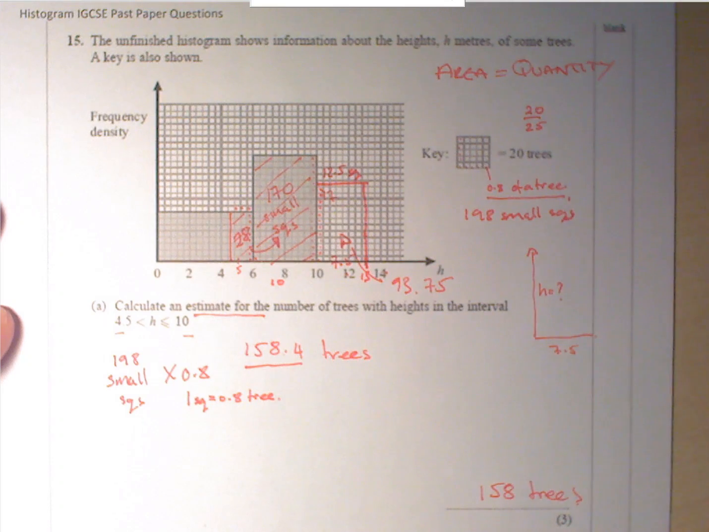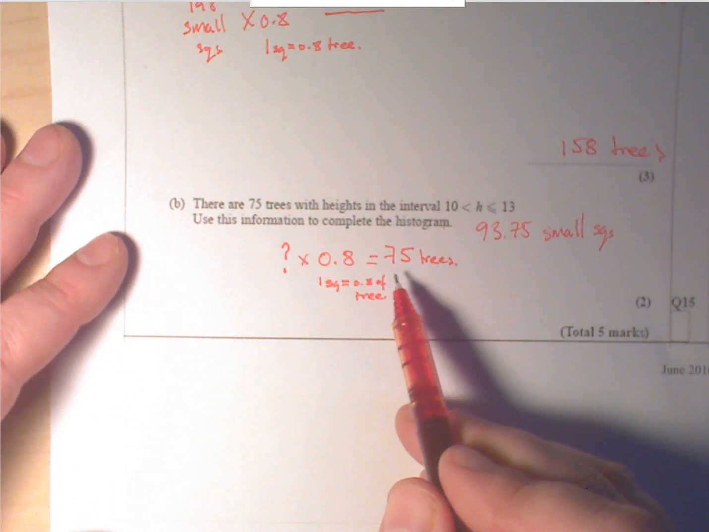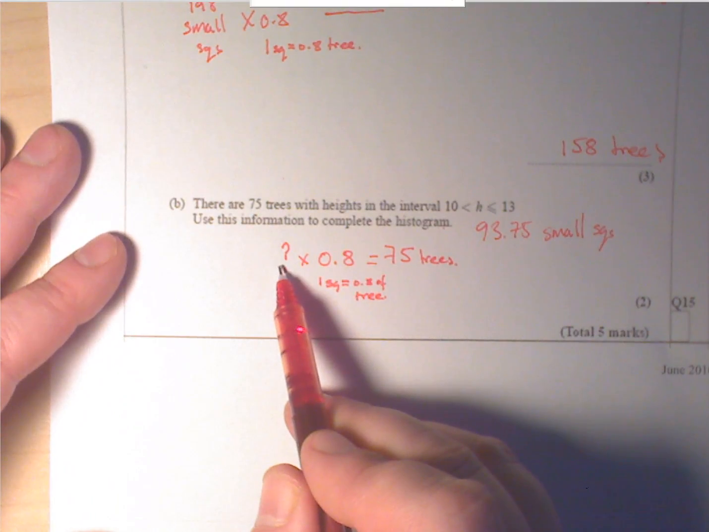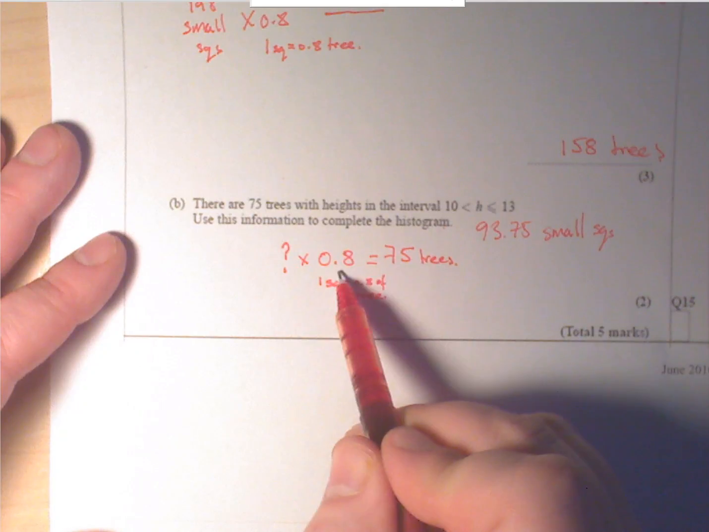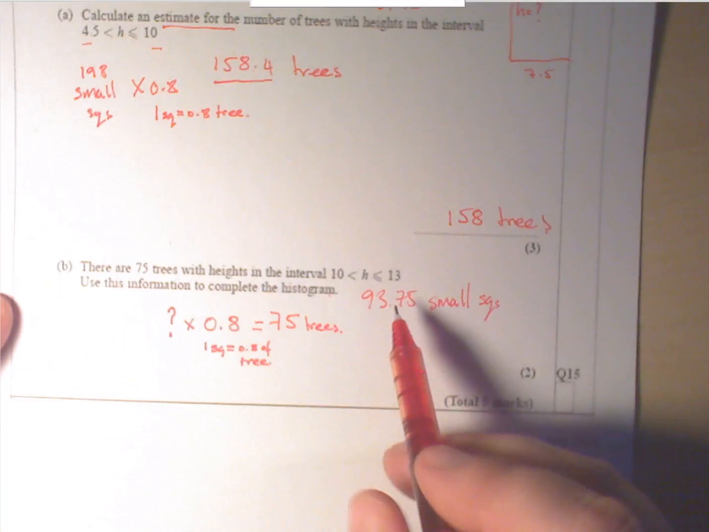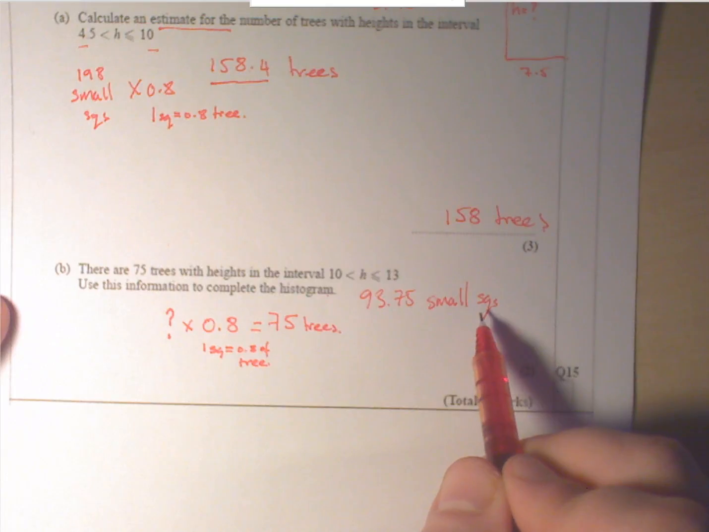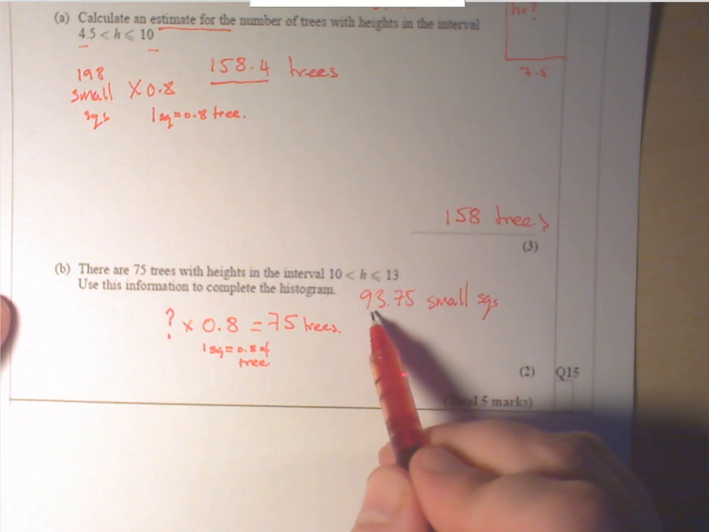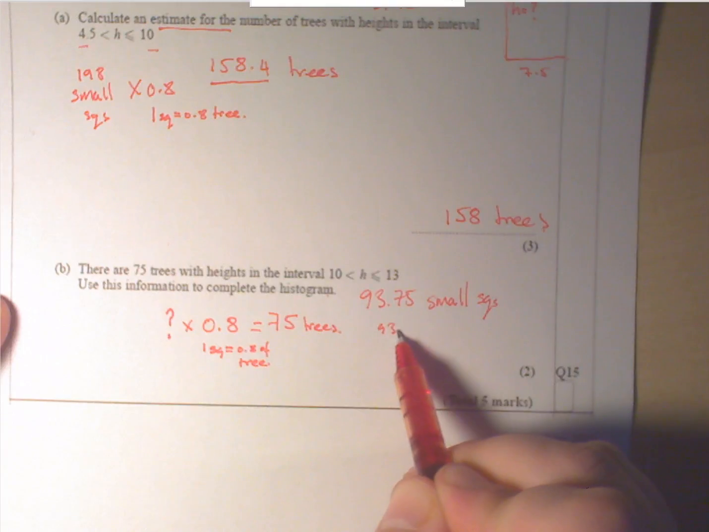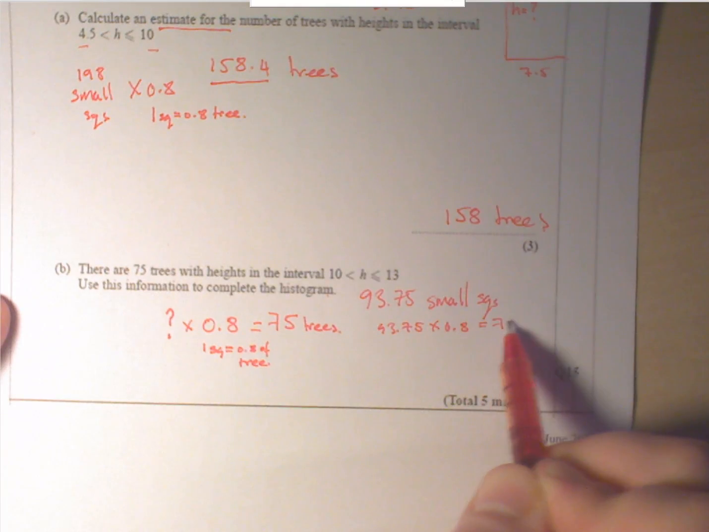To do that, I said to myself, well, how many little squares do you need to represent 75 trees? And so I'm going to do 75 divided by 0.8, and that gave me 93.75 small squares required to represent 75 trees. You can check that by doing 93.75 times 0.8, and it does give you 75.